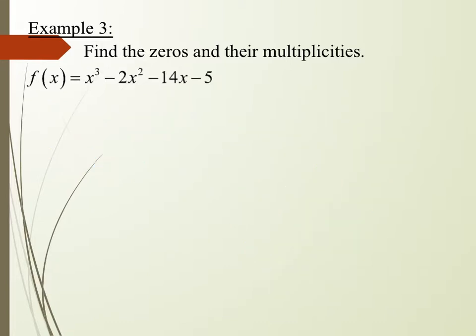So I would like you to find the zeros and their multiplicities. I would like you to pause for this function, which is x cubed minus 2x squared minus 14x minus 5. I would like you to find the potential factors and then actually try to find what the factors are.